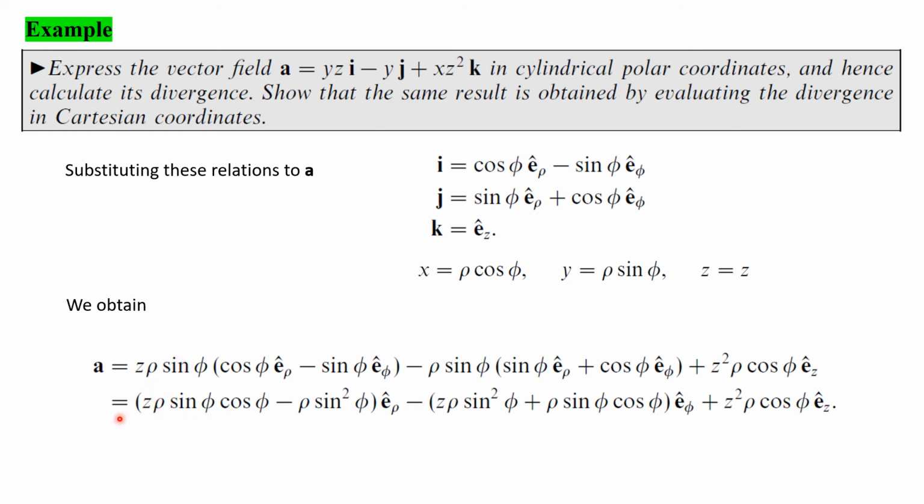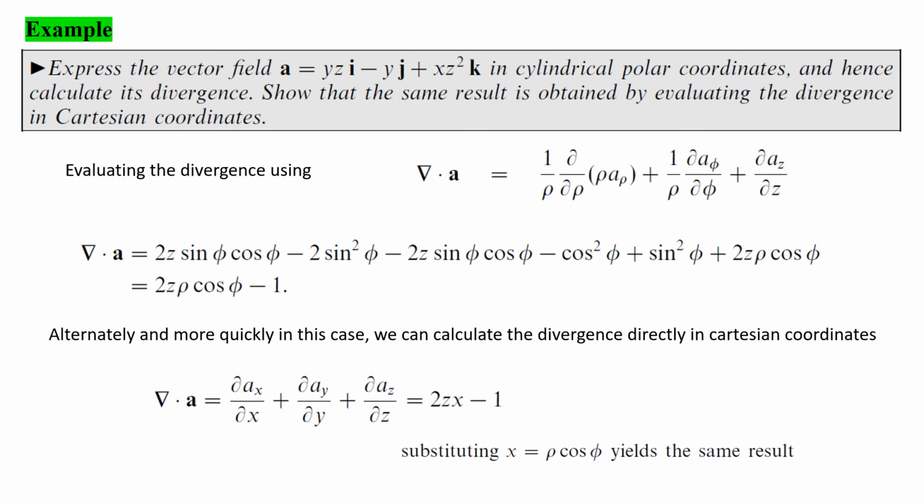So this is now the final form here. You have (zρ sin φ cos φ − ρ sin²φ) e_ρ hat, minus (zρ sin²φ + ρ sin φ cos φ) e_φ hat, plus z²ρ cos φ e_z hat. So this is now the cylindrical polar coordinate expression of the vector field A = yz i − y j + xz² k.